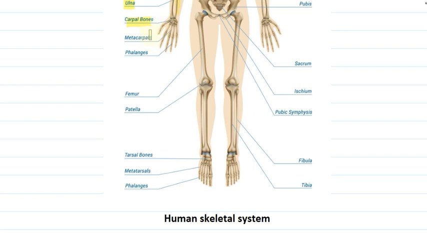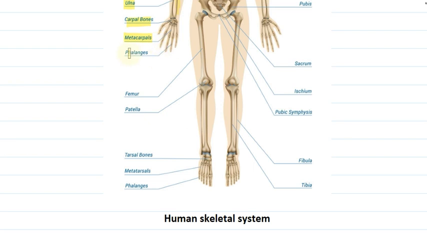Then there are the metacarpals. Metacarpals can also be called palm bones. They are the intermediate part of the skeletal hand, located between the phalanges of the fingers and the carpals of the wrist. We can see they are located between the carpal bones and the phalanges.